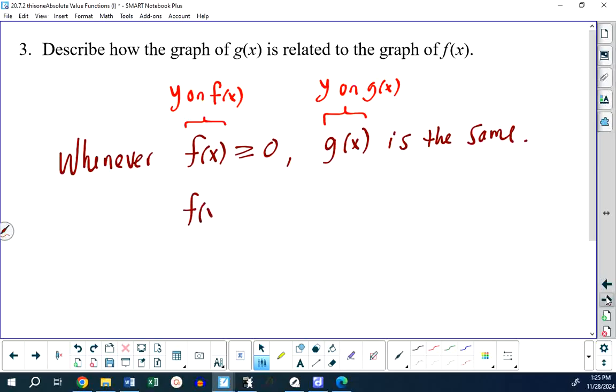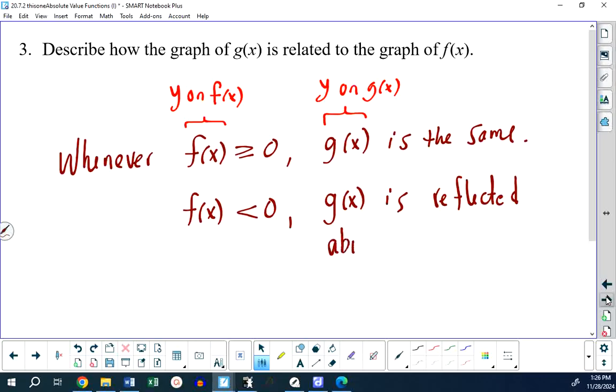Whenever f of x is negative, g of x, well, we can say a lot of things here. We can say g of x is multiplied by -1, which takes me back to where I started today's lesson. Or we can say g of x is reflected above the x-axis. And this is equivalent to what I said.